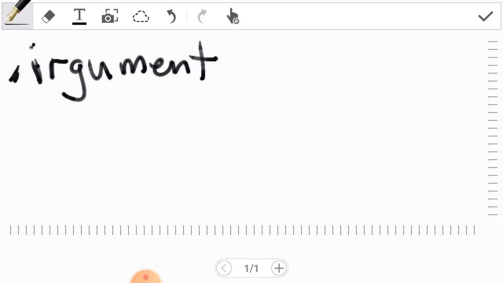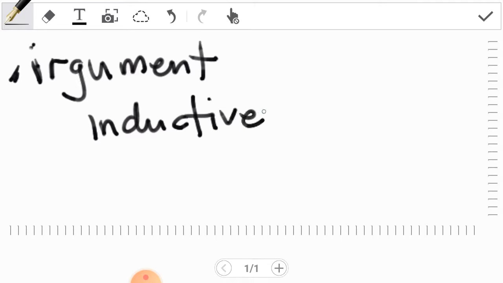Okay, so basically an argument is just composed of two parts. We have the premises, which can be composed of several propositions, and the second part, which is the conclusion, but definitely the conclusion is just a single proposition. So an argument will have two parts, the premises and then the conclusion. And then there are two types of arguments. You have your inductive and the deductive. What's the difference?